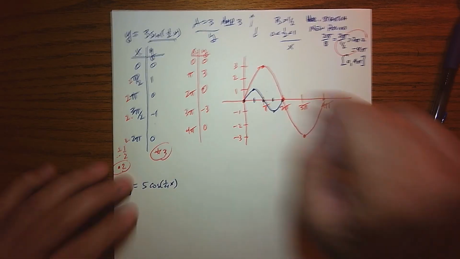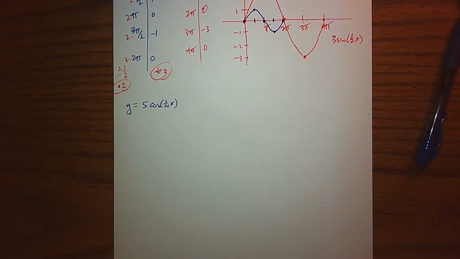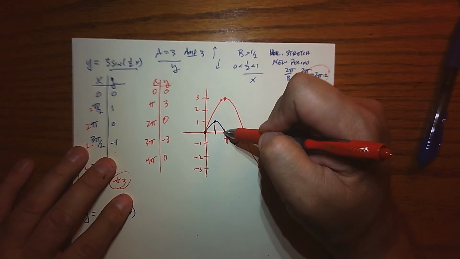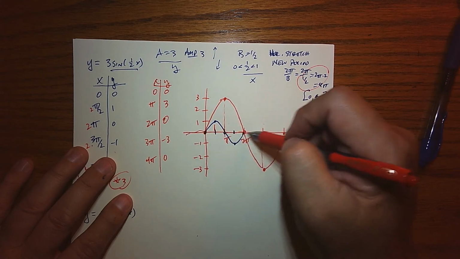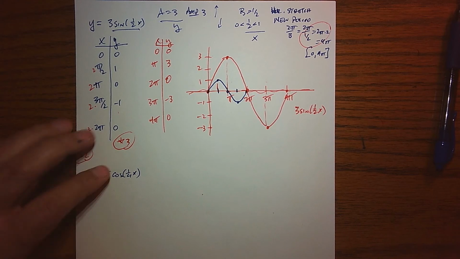All right, so what about cosine? Well, in the next graph, we have 5 cosine of 1. Oh, by the way, I mentioned our amplitude is 1, but notice we're 3 above and we're 3 below, right? This is the equilibrium, which is the x-axis. So our amplitude is 3. Wanted to point that out. Sorry.